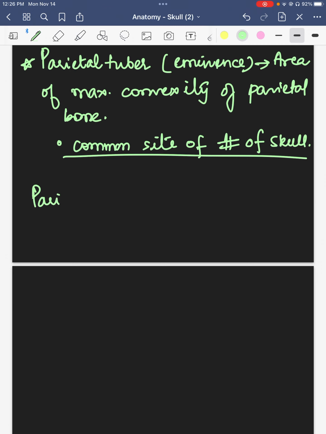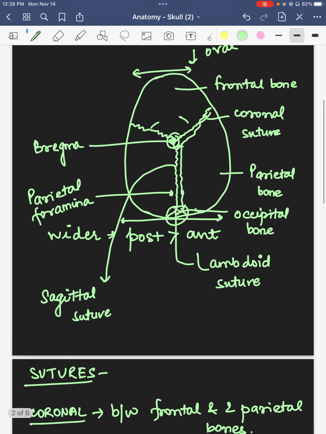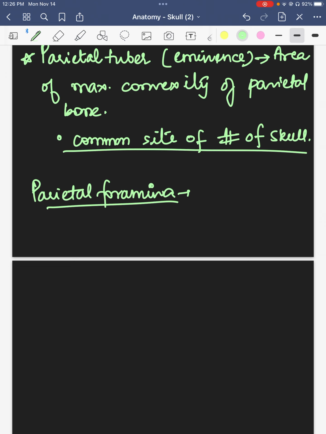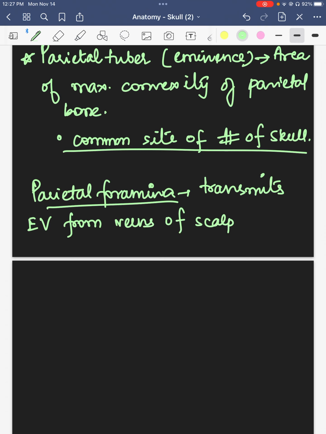Then the parietal foramina. I have shown you two foramina in the diagram here. These are the parietal foramina. As the name suggests, they will transmit some nerves or vessels. What exactly do they transmit? They transmit emissary veins. In my first lecture, I told you about emissary veins. If you have not seen that, you can go and check it out. They run from the veins of the scalp to the superior sagittal sinus.